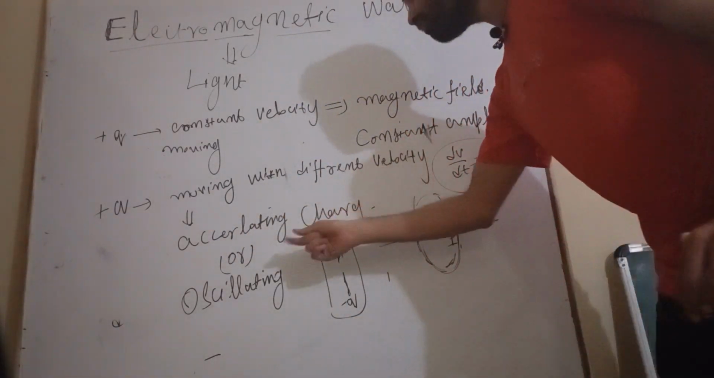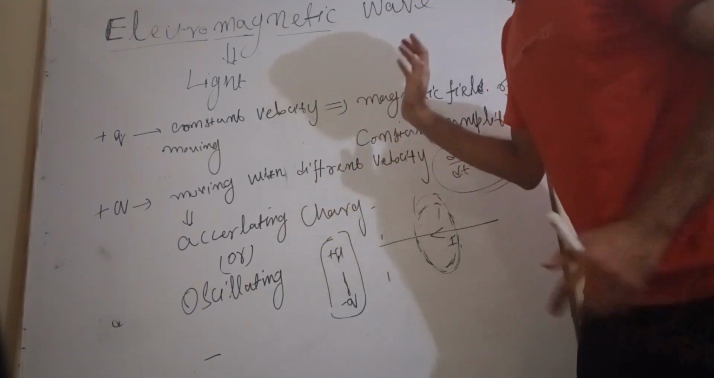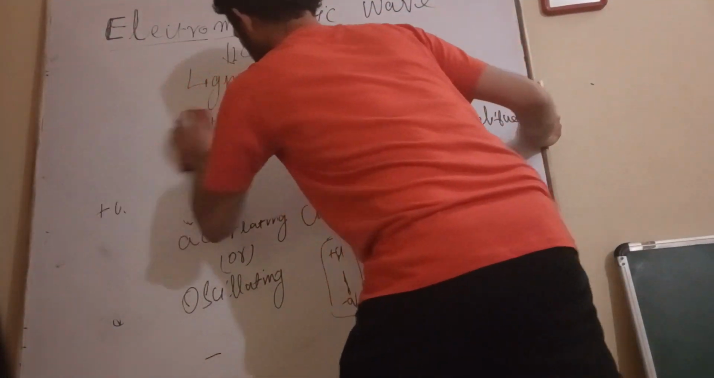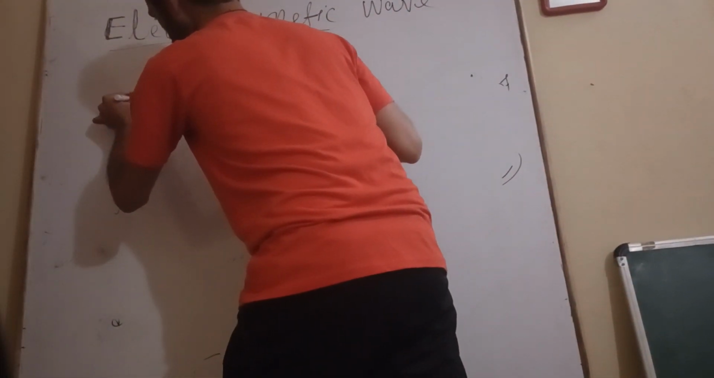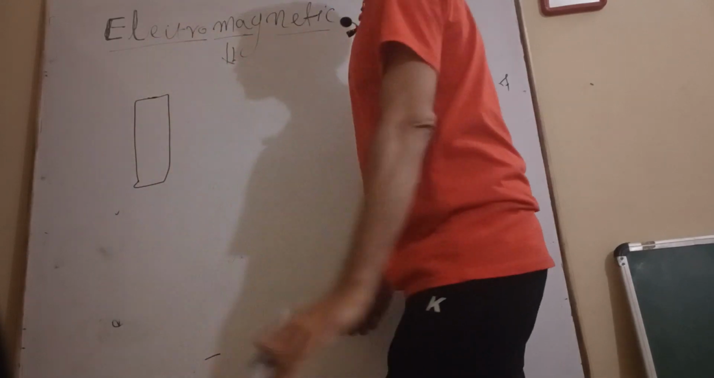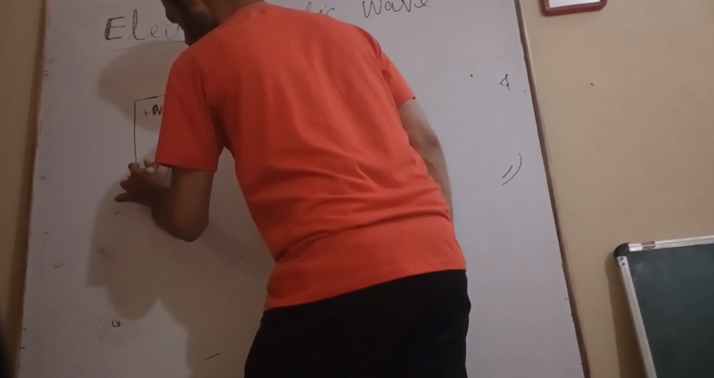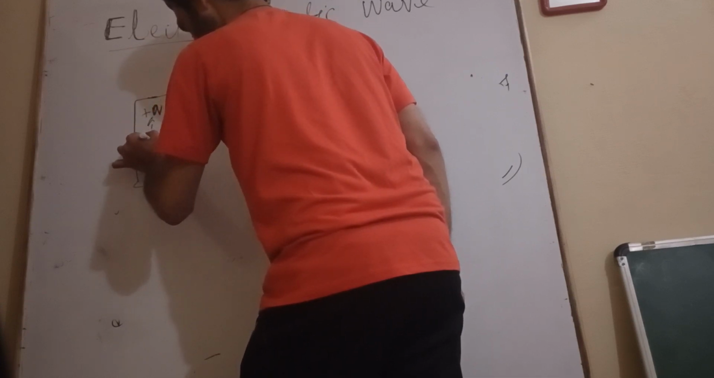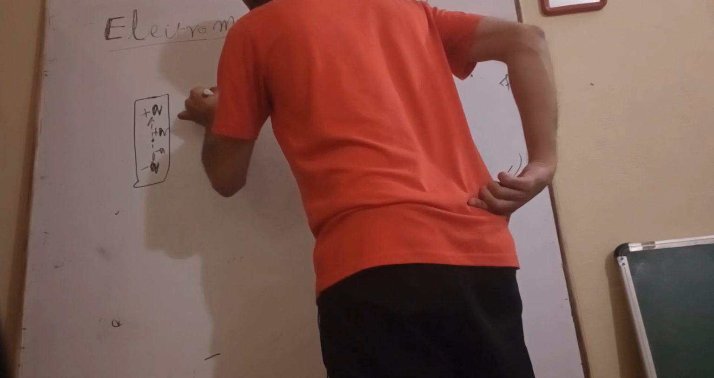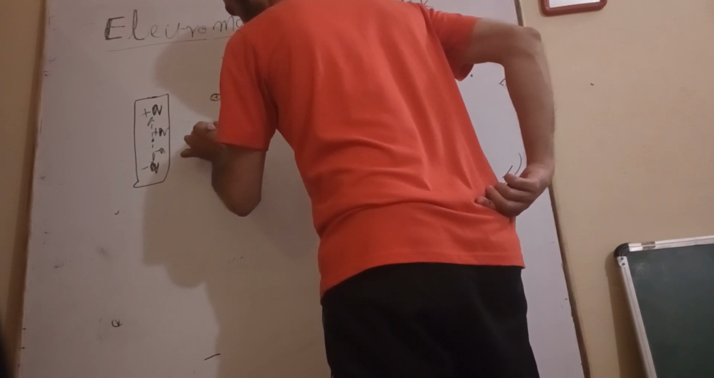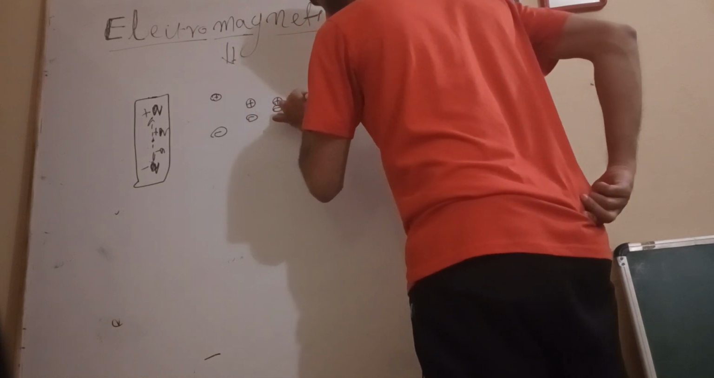So this is a time varying electric field. If the charge is oscillating, then the electric field is also changing with time. This is very important. If you see this, this is my conductor. Within this conductor, there is a positive charge and a negative charge, and these charges are coming closer to each other, coming very close to each other.